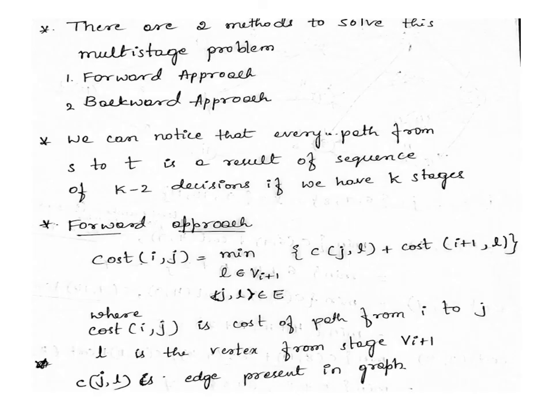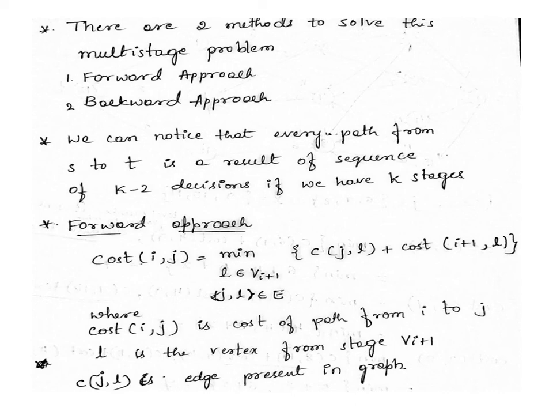To solve the multi-stage graph problem, we have two methods, the forward approach and the backward approach. First we'll discuss the forward approach. Before that, we can notice that every path from S to T is the result of a sequence of k minus 2 decisions if we have k stages. That is, if we have 5 stages, we'll get 3 edges as a solution.